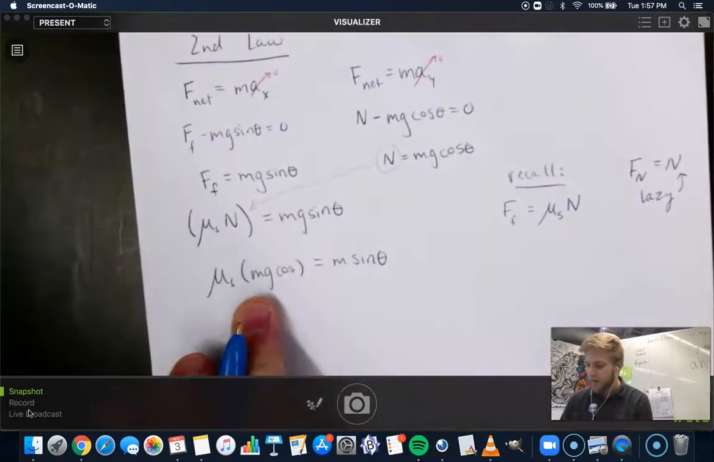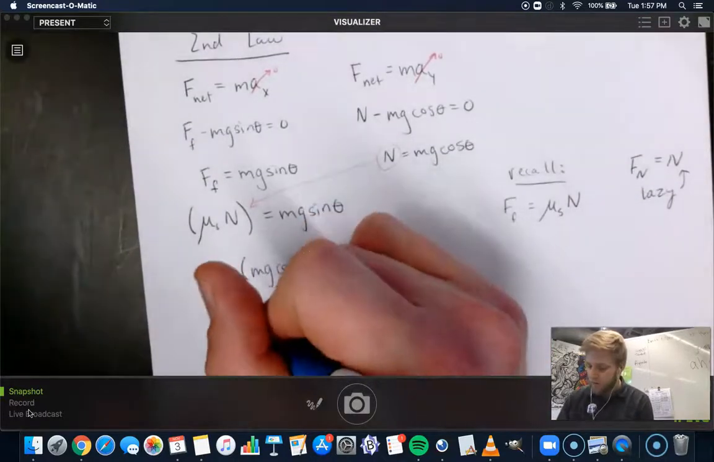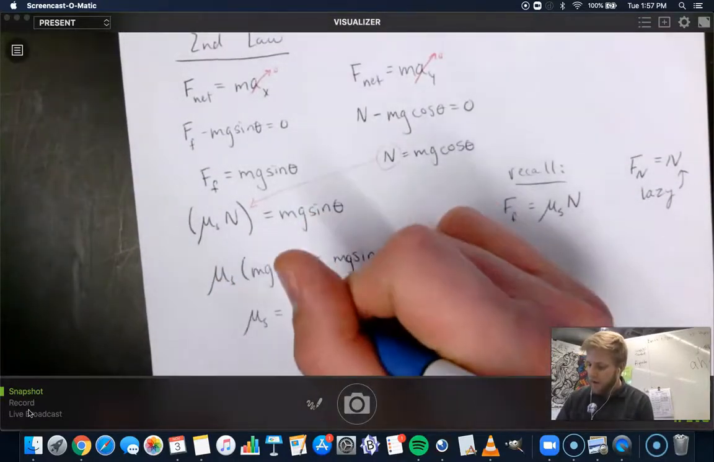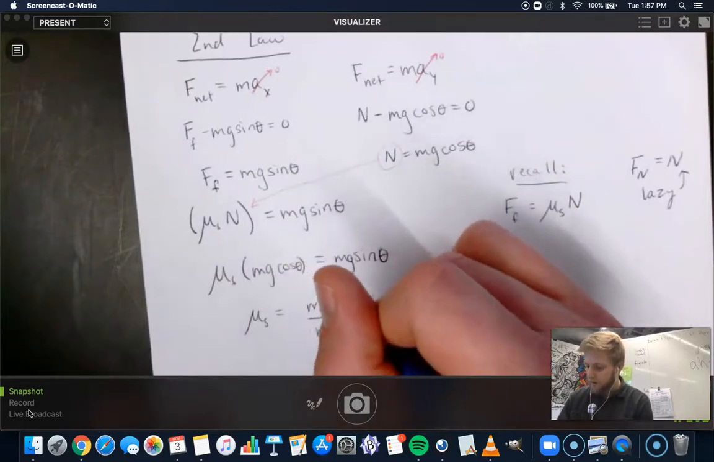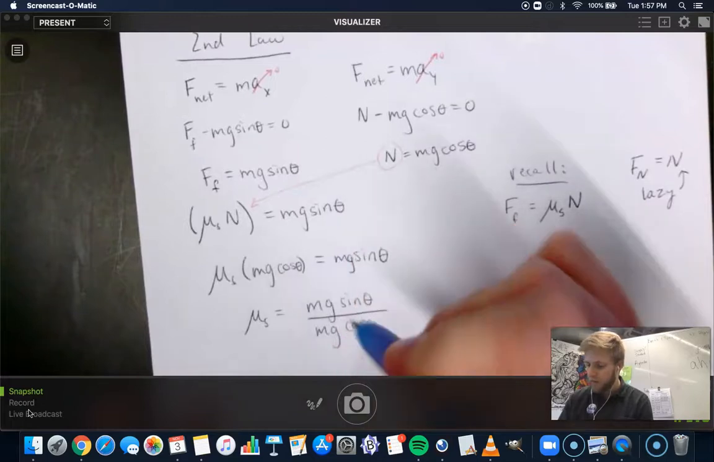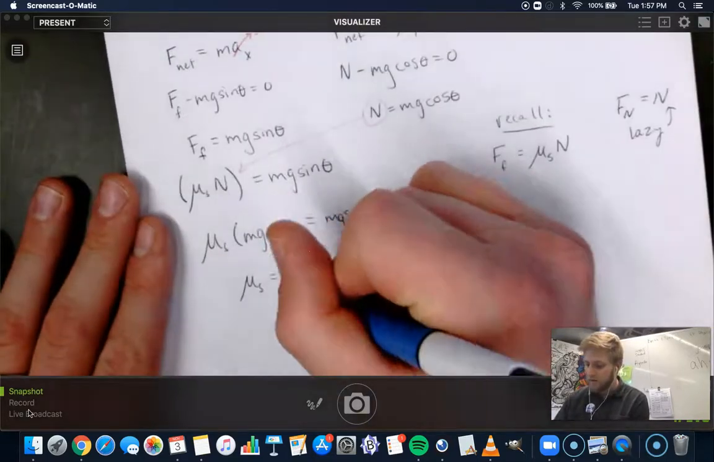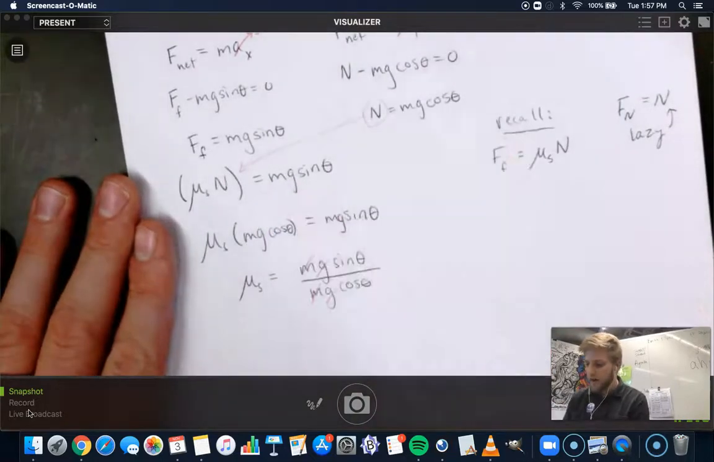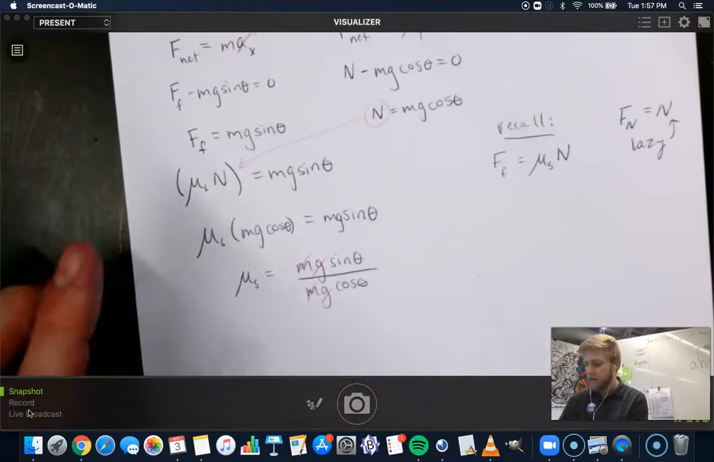So I'm going to divide both sides by mg cos theta. So this is also mg sine theta. If we divide both sides, we have mg sine theta on the top, and we have mg cos theta on the bottom. Some of you might be way ahead of me. So we can cancel mass, we can cancel the acceleration due to gravity, and we can clean this up a little bit. We have sine theta over cosine theta.